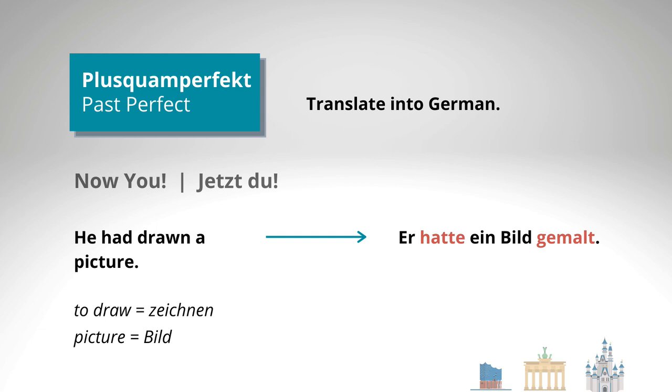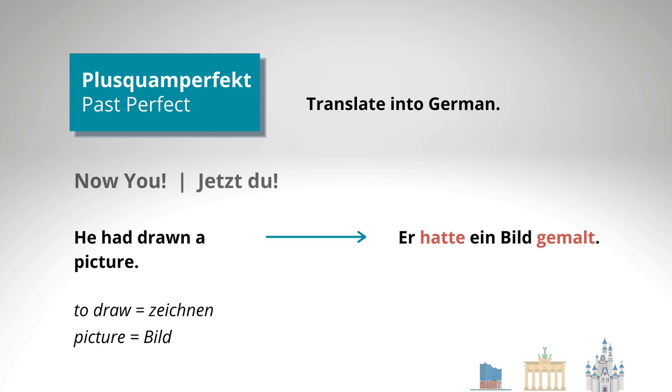Remember, in German, if we have a tense that involves an auxiliary verb like haben and sein, just like here in the plusquamperfect, the auxiliary verb comes first and the Partizip 2 is at the end of the sentence. Er hatte ein Bild gemalt. He had drawn a picture.